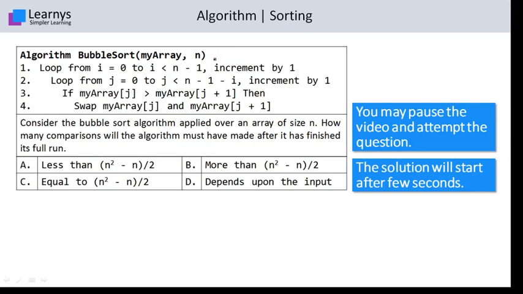So the question is based upon the bubble sort. The bubble sort algorithm is given to you. It is applied over an array of size n, and it is asking how many comparisons will be there when the algorithm finishes its full run. So you can pause the video and attempt the question.